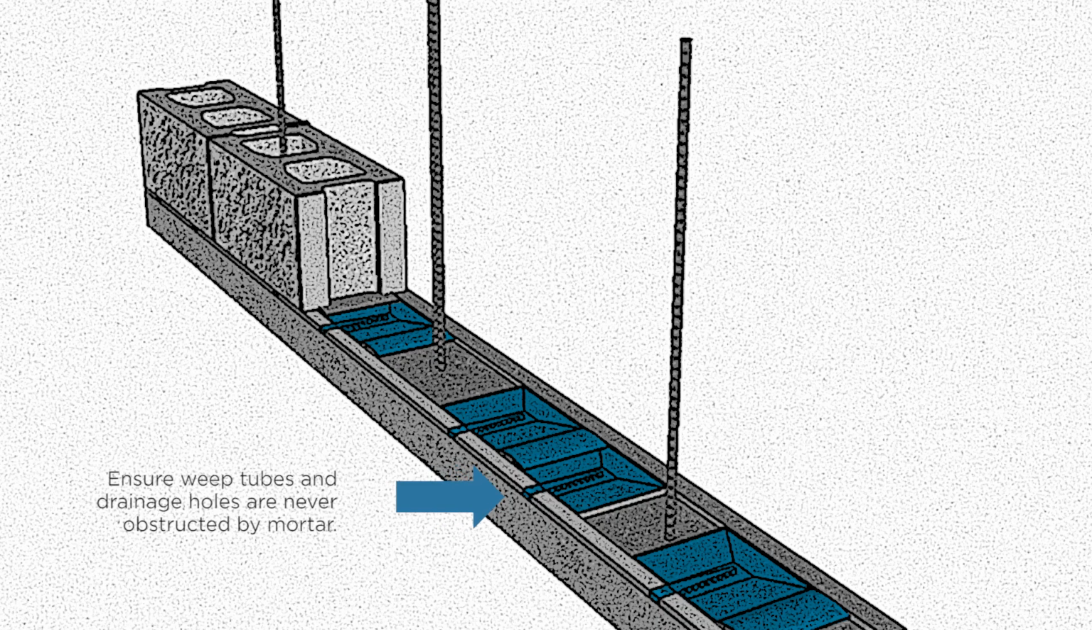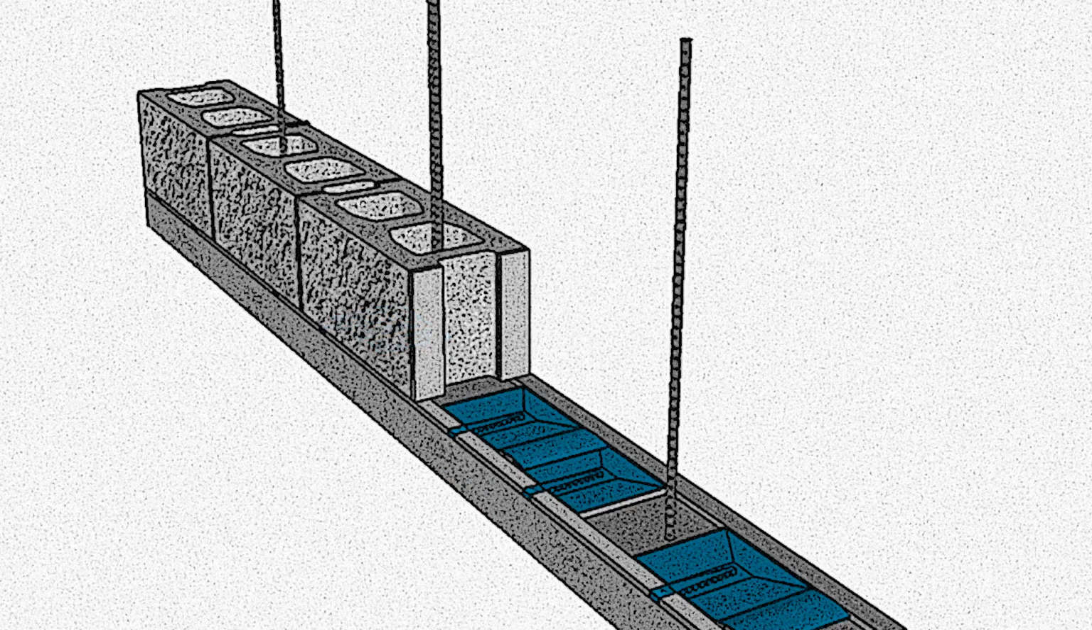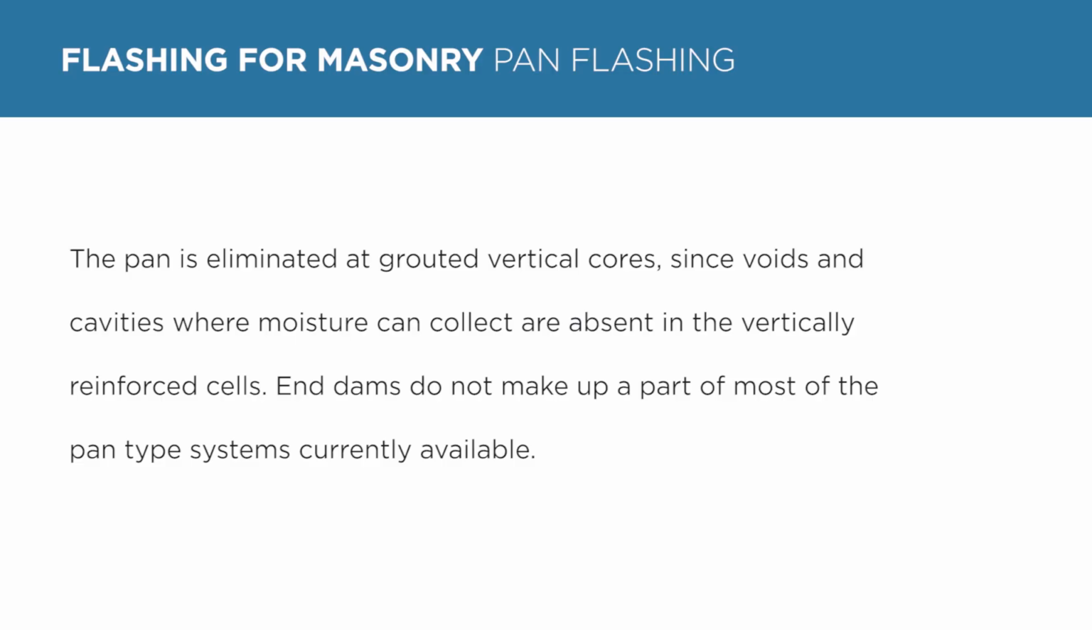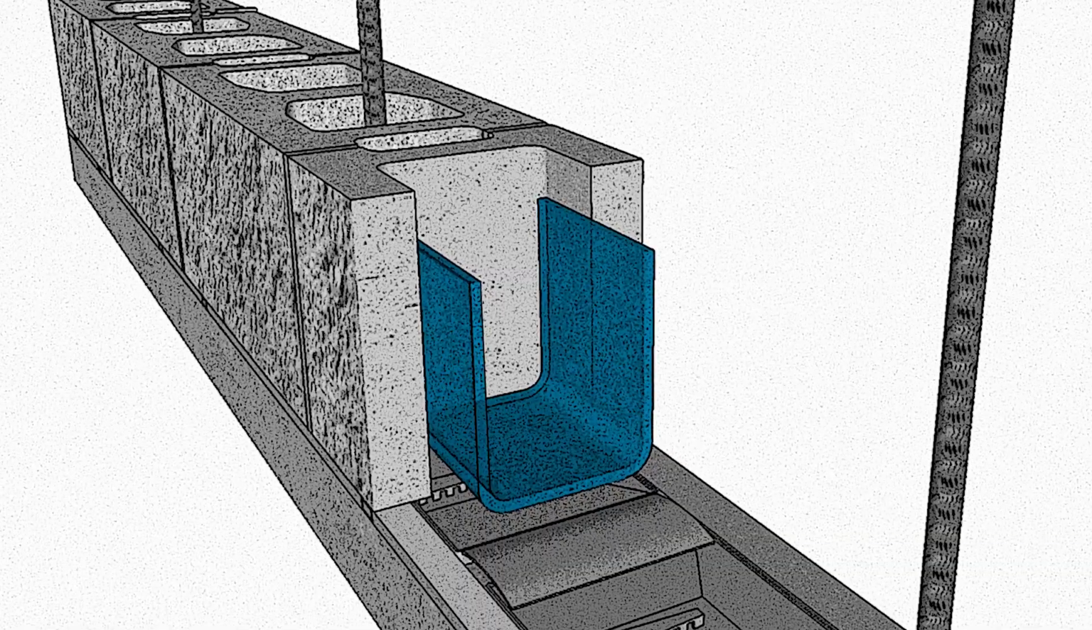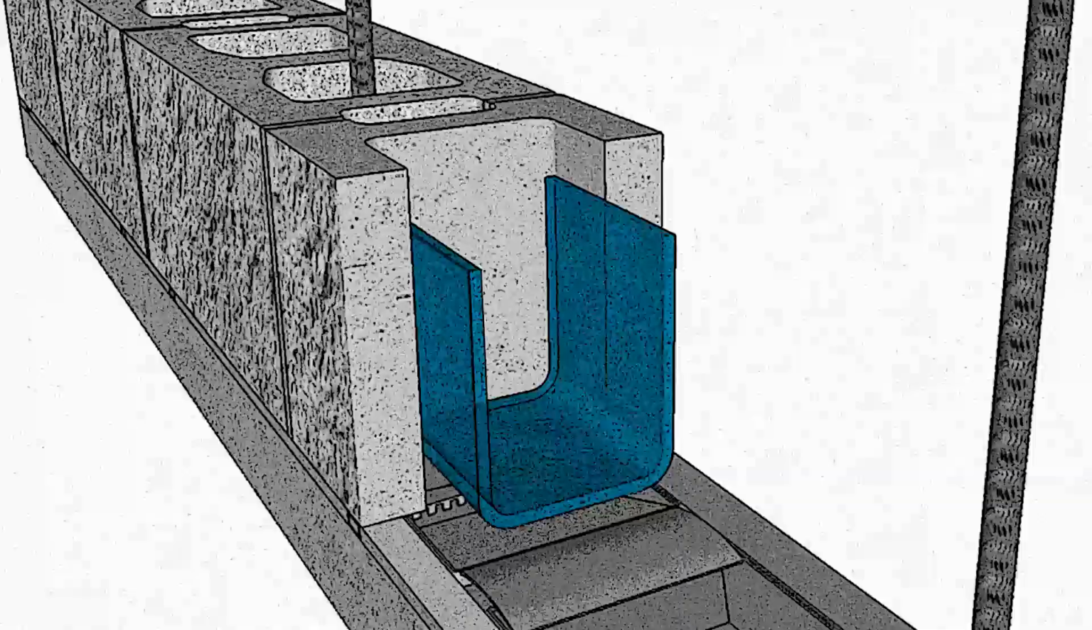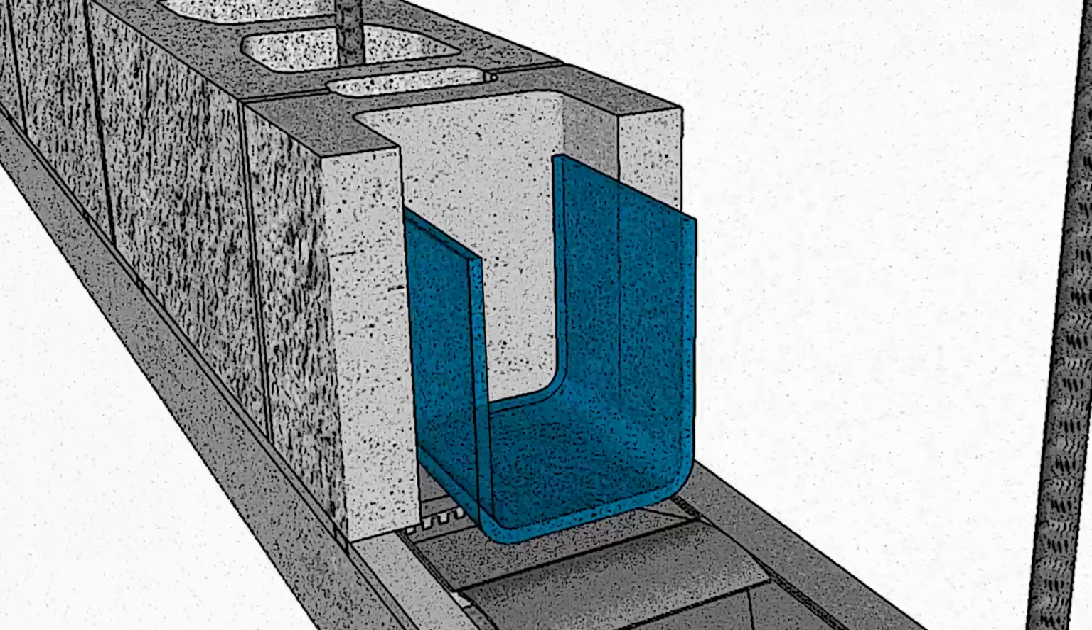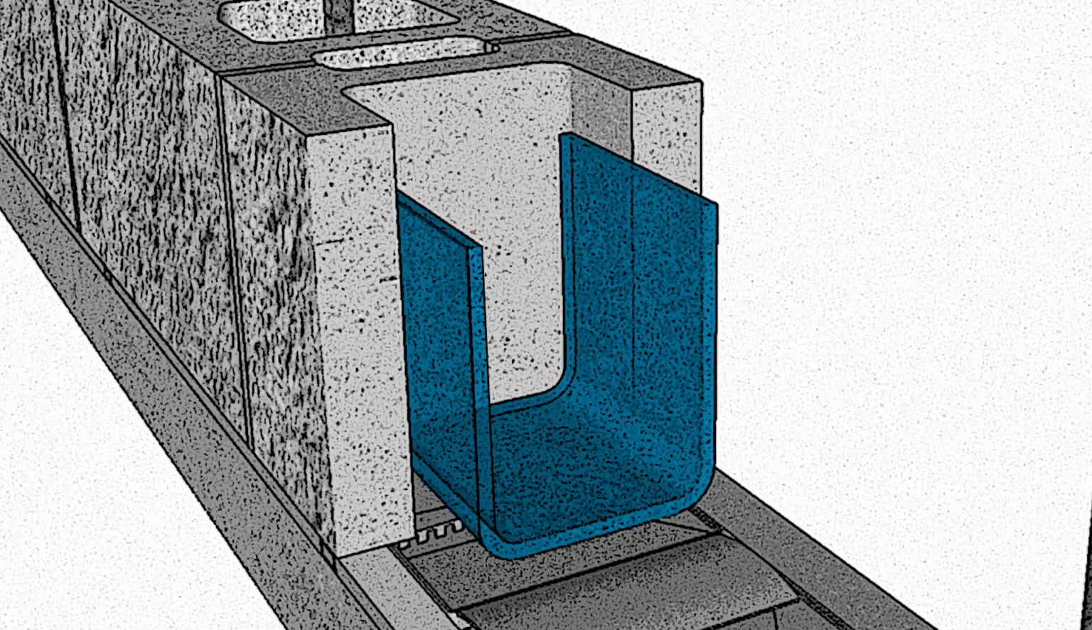As with the metal and flexible flashing systems, pan-type flashing systems would be required at wall-based locations to ensure wall drainage. The pan is eliminated at grouted vertical cores, since voids and cavities where moisture can collect are absent in vertically reinforced cells. Further, end dams do not make up a part of most pan-type systems currently available. Mortar control devices supplied as part of the system should be installed over every pan after the next course is laid. This will prevent mortar droppings from clogging the weep holes.